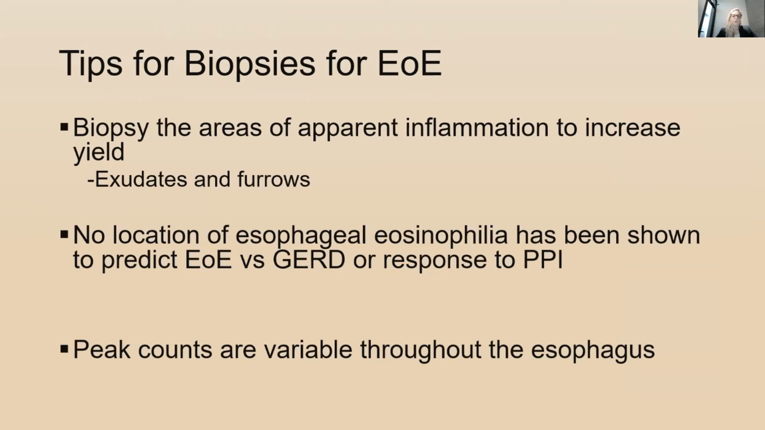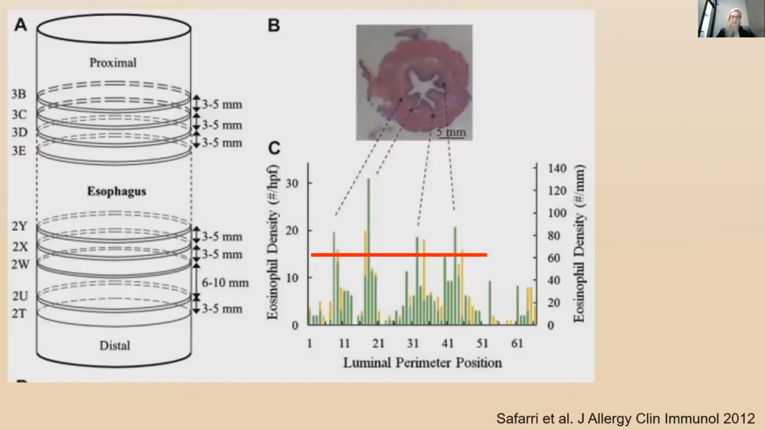Remember, there's no location of esophageal eosinophilia that's been shown to predict EOE versus GERD or response to PPI. So we'll often hear that, well, the proximal biopsies showed less eosinophils than the distal biopsies, but that doesn't necessarily mean that these biopsies are because of a GERD-related process. And peak counts can be variable throughout the esophagus.